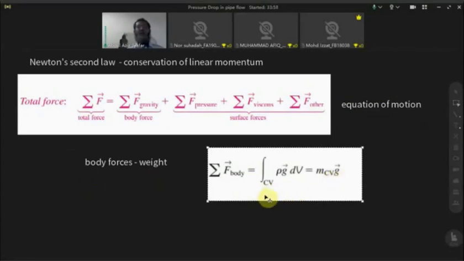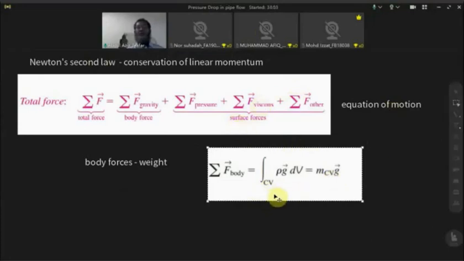So an example of body force is weight, right? We know the density and we know the volume of the fluid, then we can get the mass, and then we connect it back with the gravitational acceleration. So this is the definition of the body forces. We have the mass of the fluid times the gravitational acceleration.